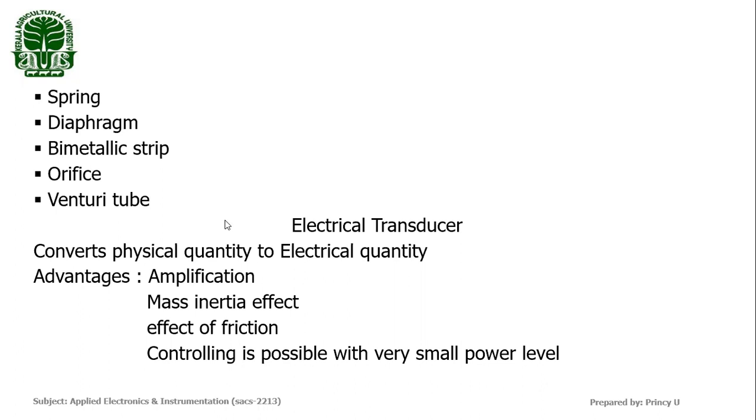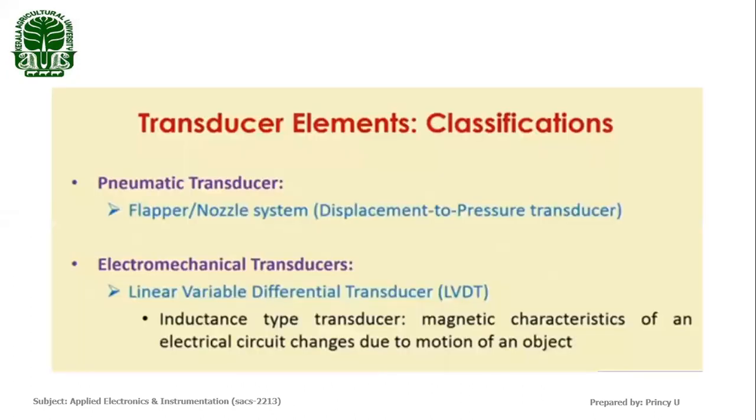There are different advantages to using electrical output. By using electrical output, we can amplify, and we need only less power to control any process. So we are using electrical output for controlling processes or any instrumentation system. We are going to study different types of transducers.